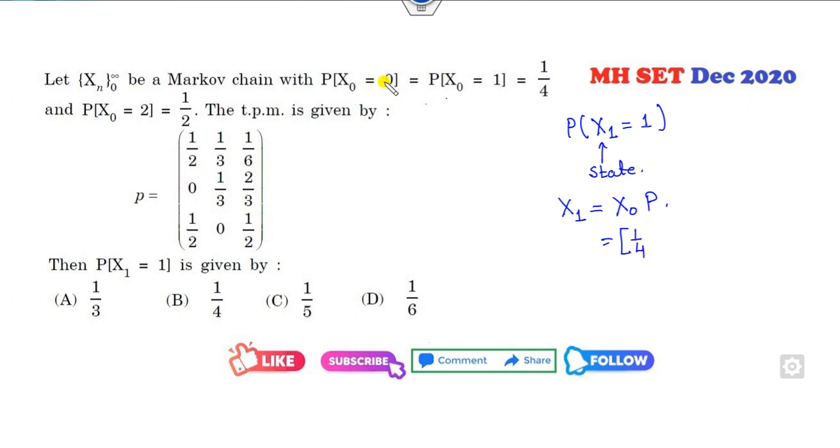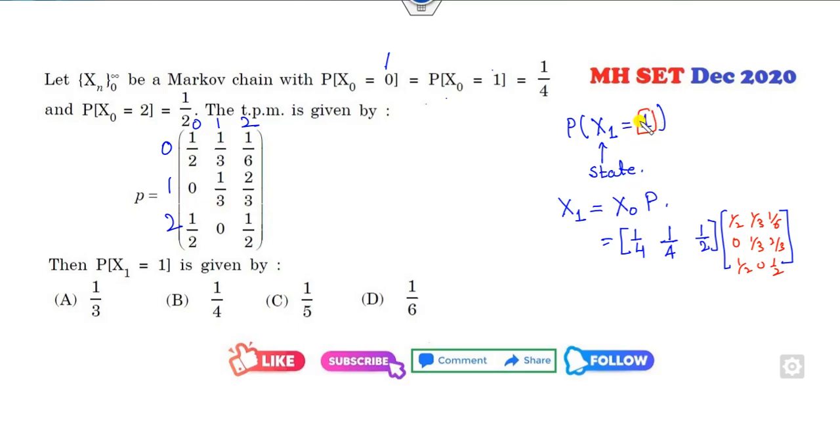States are 0, 1 and 2. So this is the probability of 0, this is the probability of 1, and this is the probability of 2, multiplied into P. What is my matrix? P is half, 1 over 3, 1 over 6; 0, 1 over 3, 2 over 3; half, 0 and half.